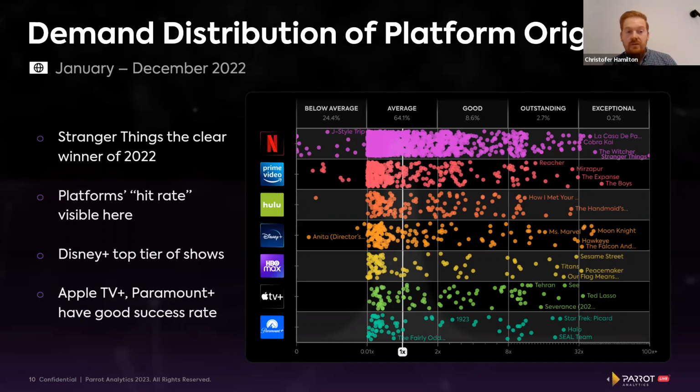And I also want to call out, if you look at Apple TV Plus and Paramount Plus, these platforms have a really good success rate. If we were to take the average demand for all of these platforms' original series for the year, Apple TV Plus and Paramount Plus would really rank towards the top of that metric. And that's really because as a ratio of all the shows they put out, a high number of their original series get into those top two buckets of demand. So we see a number of successful series from them.